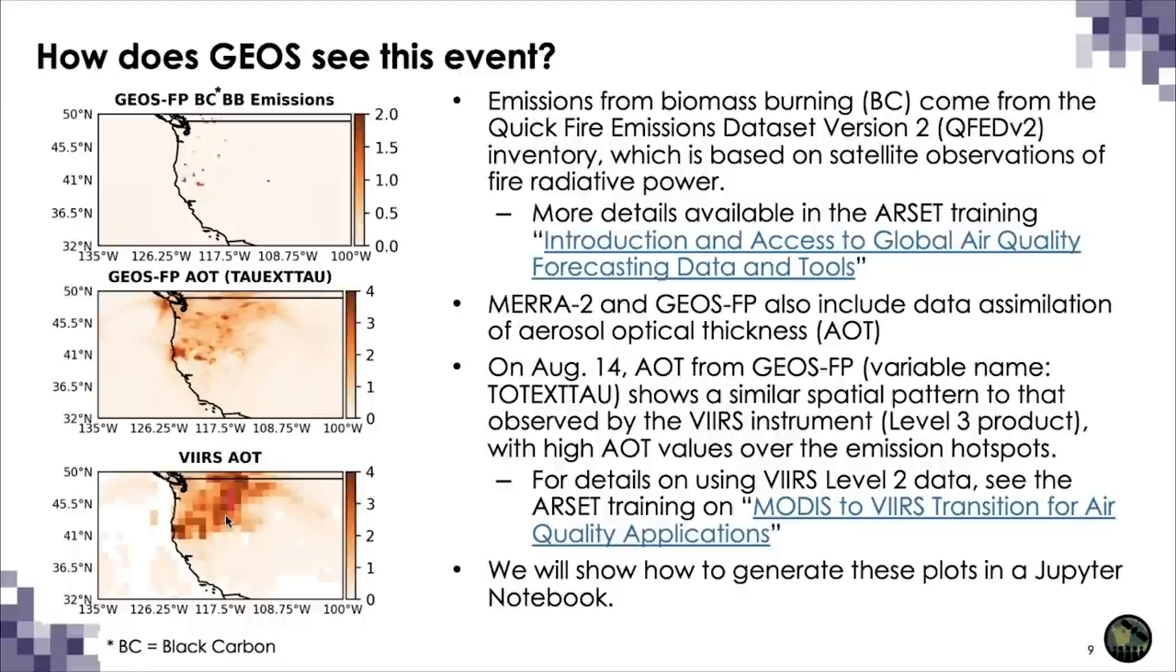Note that although GEOS-SFP assimilates MODIS AOT, it does not assimilate VIIRS AOT. Nonetheless, we see some qualitative agreement in the spatial distribution of the AOT. The figure shown here uses the VIIRS Level 3 product, but if you're interested in plotting the VIIRS Level 2 data, tools are available in the ARSET training on MODIS to VIIRS transition for air quality applications. The link to that training is provided here. And in the next part of this session, we will show how to generate these plots in a Jupyter notebook.